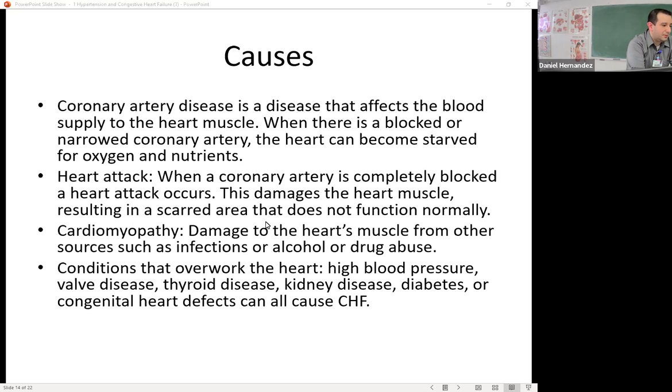Other causes can be conditions that overwork the heart, like high blood pressure. Significant valvular disease can cause a patient to enter into congestive heart failure, as can thyroid disease, kidney disease, diabetes, as well as certain congenital heart diseases.